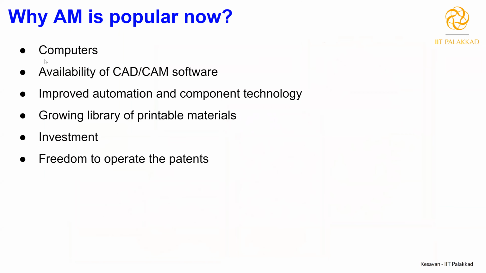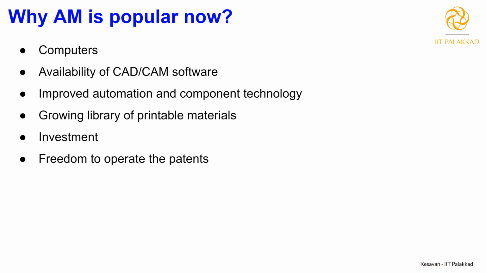So why is it popular now? It is because of computers, the availability of several software packages and improved automation, and currently there are several printable materials. Earlier, even 10 years before, not many materials were printable. There were very few materials. Currently you see that the library is growing. Some 5 years before, printing of copper was difficult, because of its high reflectivity, and also it quickly conducts the heat.